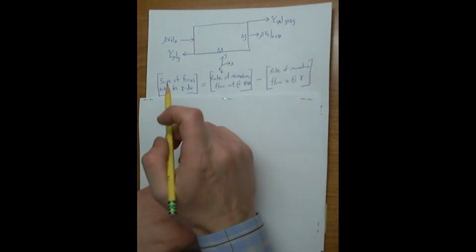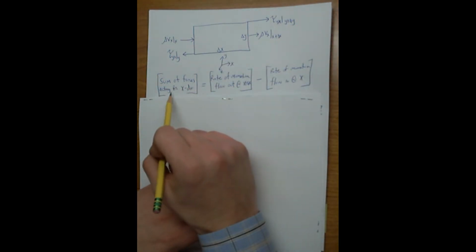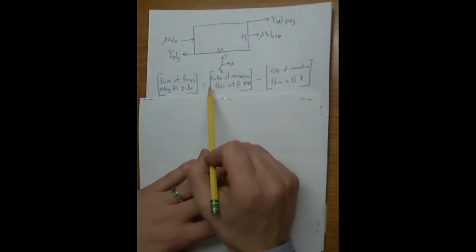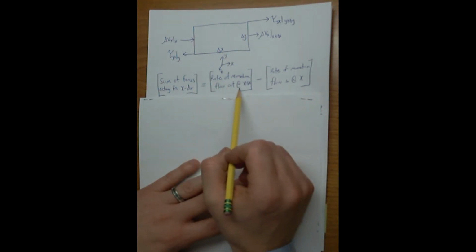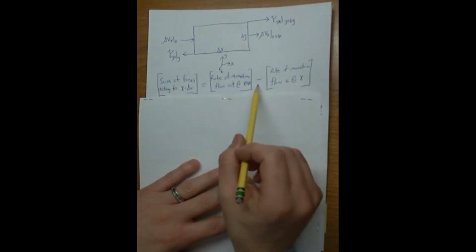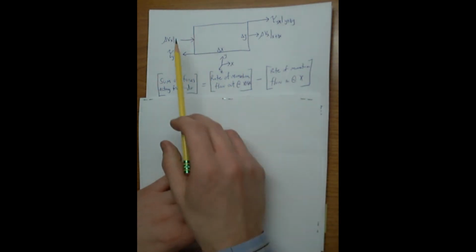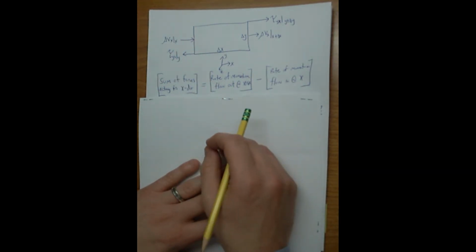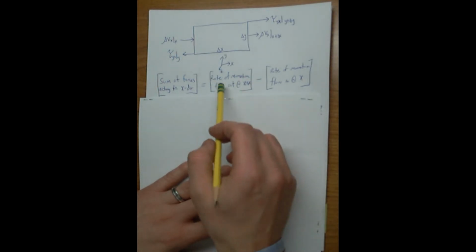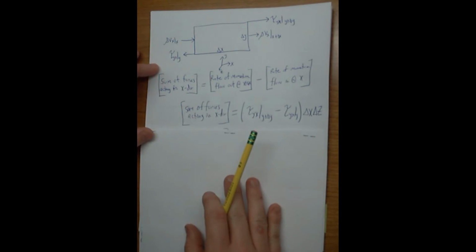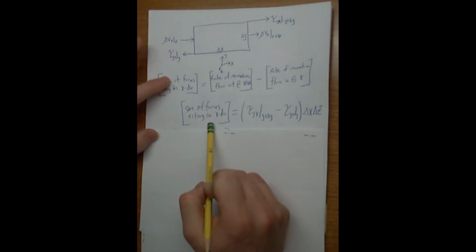So the momentum balance is going to be the sum of the forces acting in this x direction is equal to the rate of momentum flow out at x plus delta x right here minus the rate of momentum flow in right here. So you're just going to get the total net momentum of the system. So the sum of the forces, first we'll calculate this.